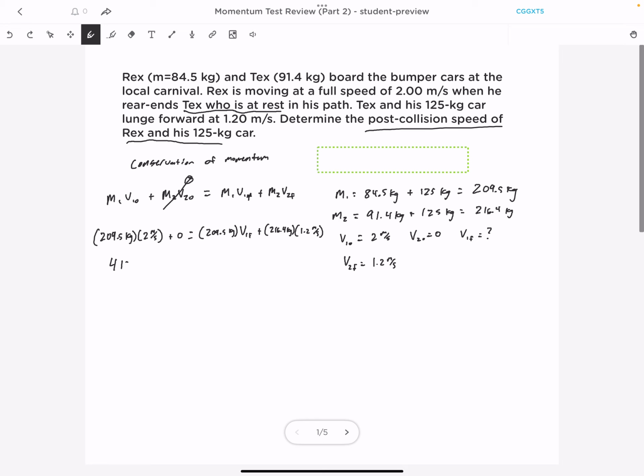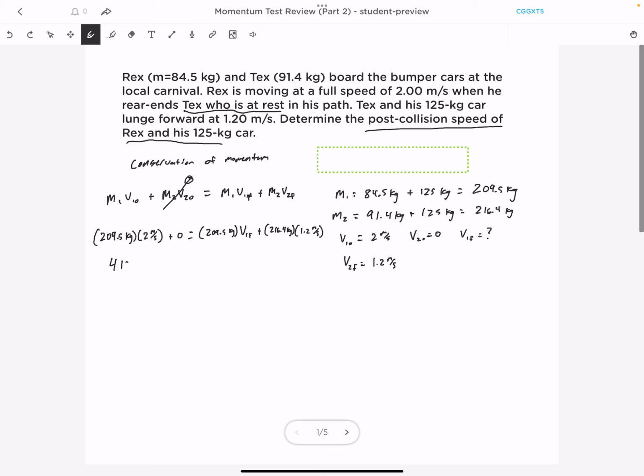And then here we have 209.5 kilograms times v1f plus the final momentum of Tex. So it's 216.4 times 1.2. Let me put that in my calculator and we'll go through it. All right, so doing that calculation, we have 216.4 times 1.2. We get 259.68. I'll just call it 259.7.